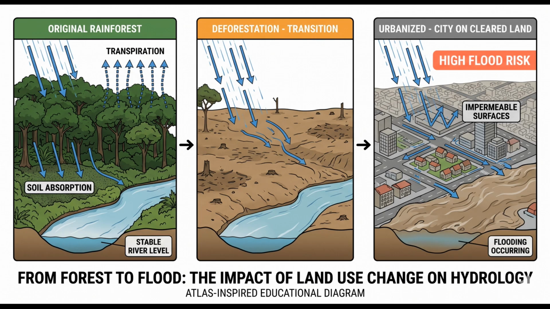Panel 3, a city is built on the cleared land. Now we have deforestation and urbanization combined. No transpiration. No interception. No infiltration. Impermeable surfaces everywhere. Every millimeter of rainfall becomes immediate surface runoff, reaching the river in minutes. The result, flooding becomes frequent, severe, and predictable. This is exactly the scenario in Worksheet C. Section C, rainforest cleared, city built, flooding follows. You now have the geography to explain why.